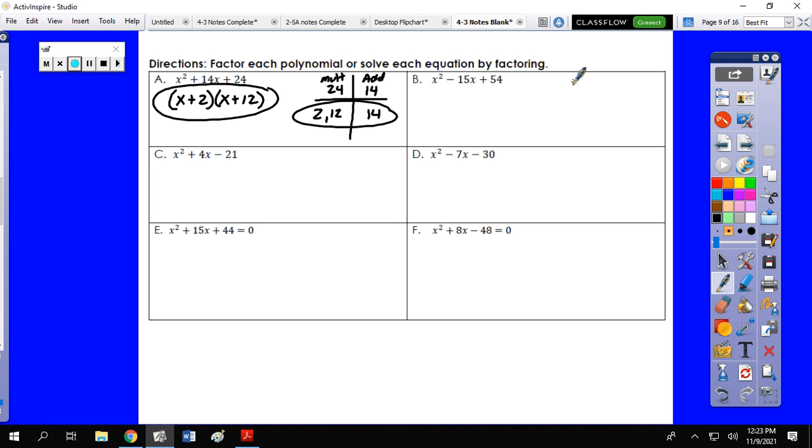Okay, on the next one, we need two numbers that multiply to 54 and add to negative 15, which means they are both negative numbers. That would be negative 9 and negative 6. So that would factor into x minus 9 and x minus 6.